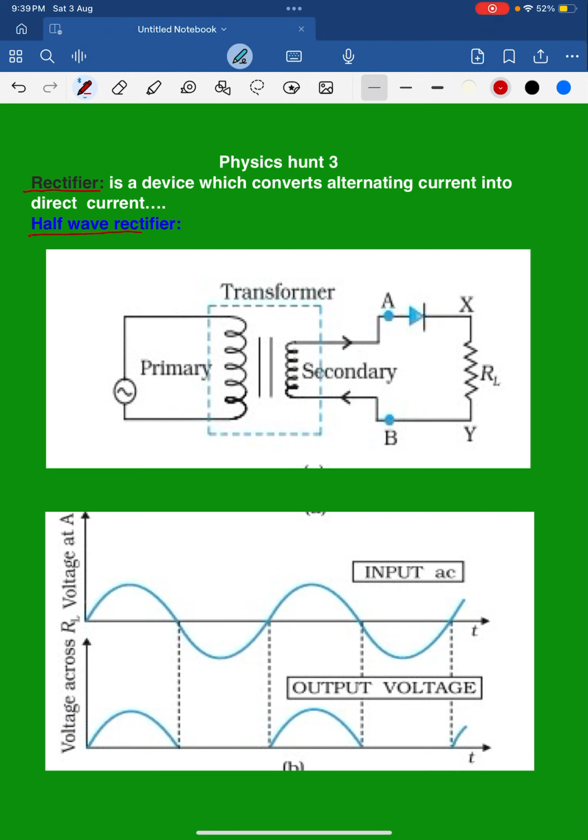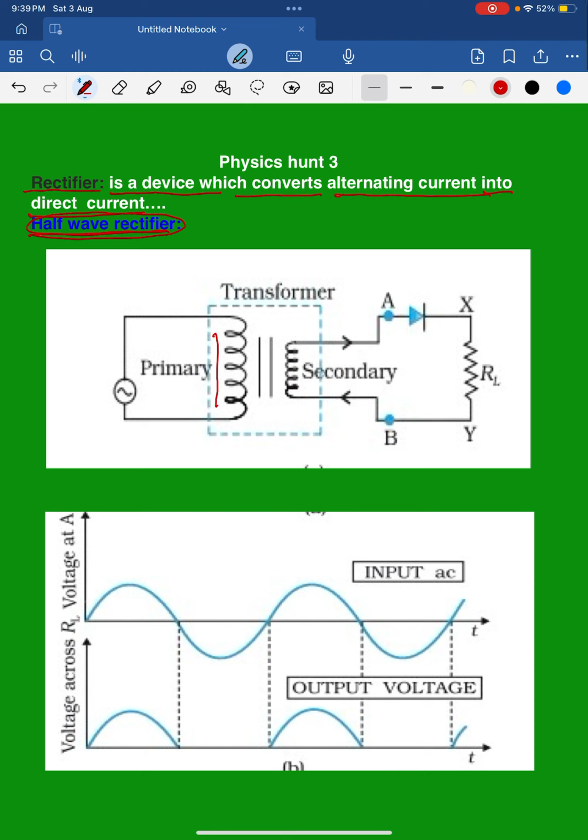In this video, I'm going to discuss the rectifier and the half wave rectifier. Okay, so look at the definition first. A rectifier is a device which converts alternating current into direct current. So in that, the first one is the half wave rectifier.